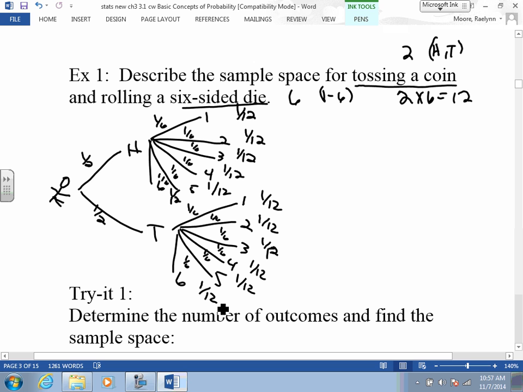Okay? From this, we could also make your sample space. I have a heads, a 1, a heads, a 2, a heads, a 3, heads 4, heads 5, heads 6. And I do the same with the tails. See the pattern? Okay, did I really need my tree? No, the tree doesn't hurt.